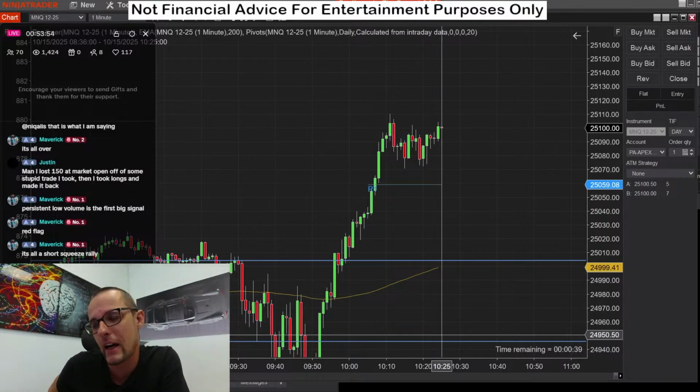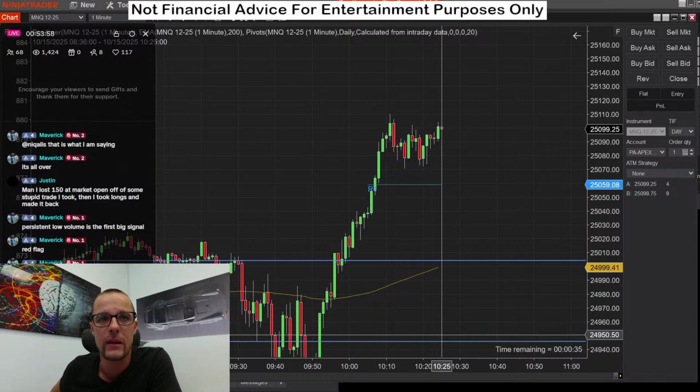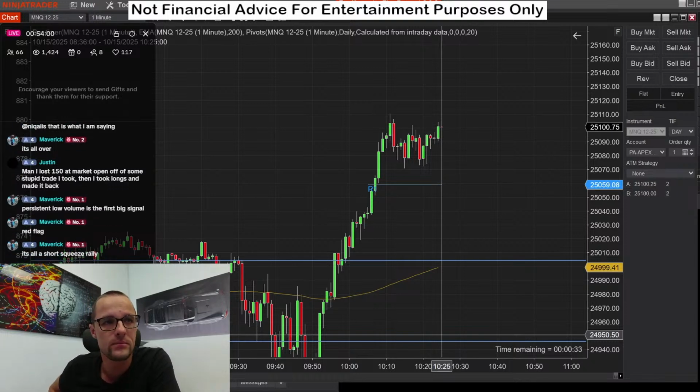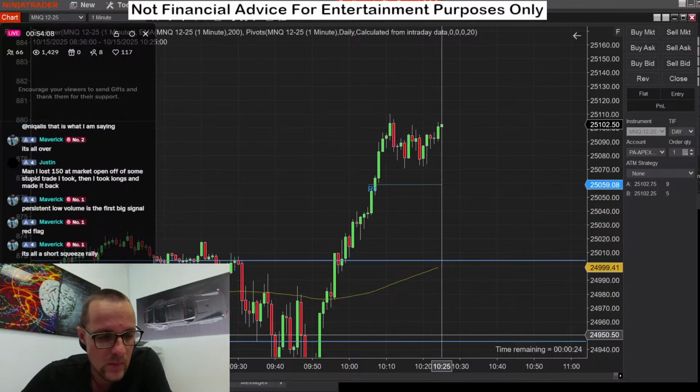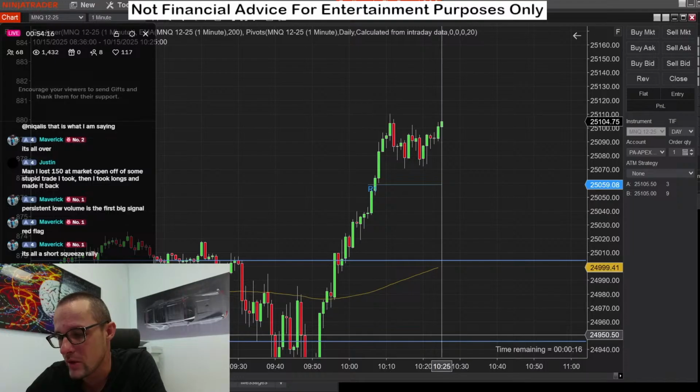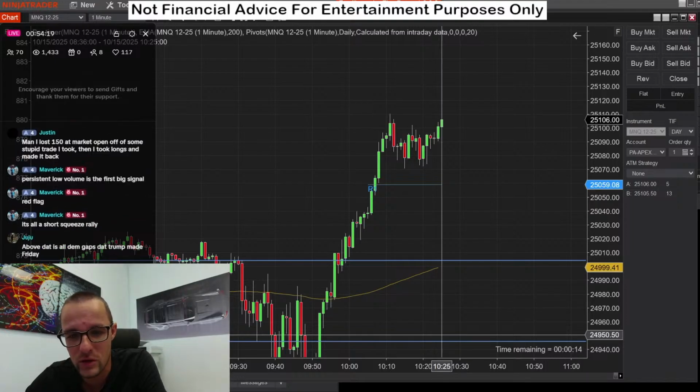That doesn't make a difference for me, I don't really pay attention to volume bars, but it's all a short squeeze. Yeah, that could definitely be a part of it. People saw this negative sentiment news and maybe a lot of people are in shorts.